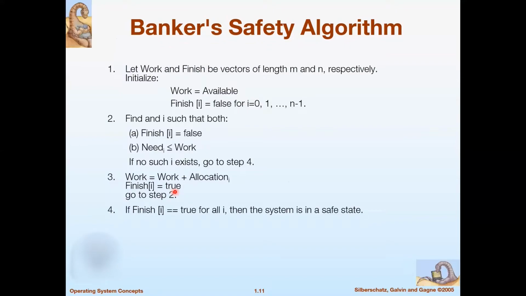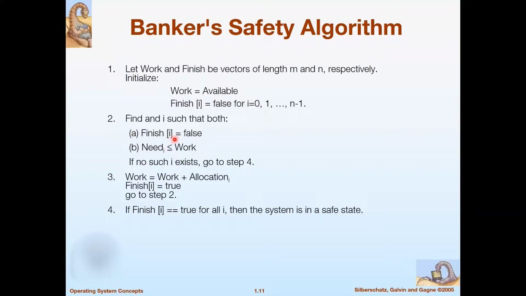Then go back to step number 2. These step 2 and 3 will have a number of loops. At some point, if I find that I cannot get any i for which need i is less than or equal to work, or finish i is equal to false, this may happen for one of two reasons. Maybe for all the components finish i becomes equal to true. So that is one condition.